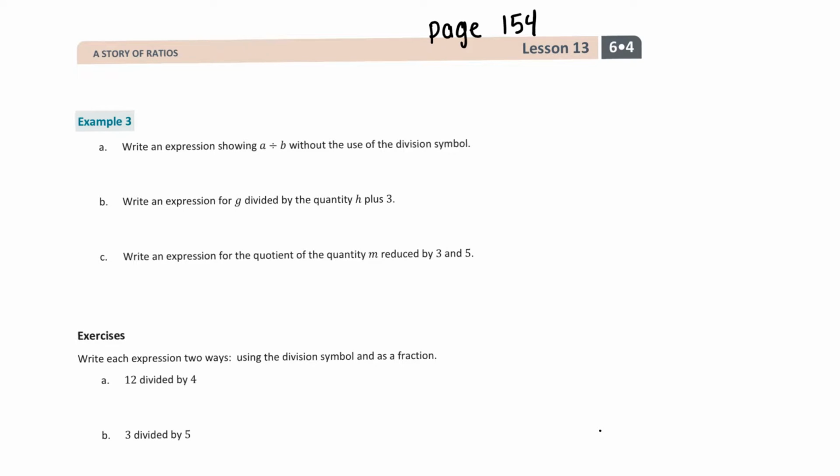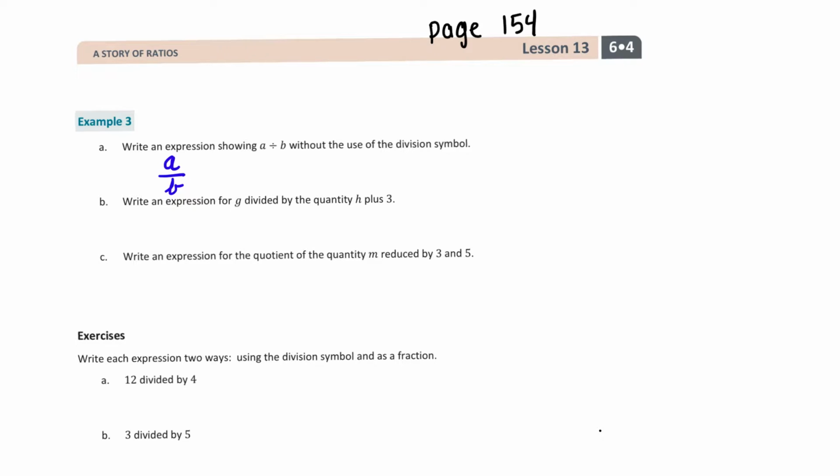Let's work on example number 3 on page 154. Example number 3: write an expression showing A divided by B without the use of the division symbol. So how can we write the expression without the division symbol? One way is to use your fraction, because they're asking you not to use the division symbol, and you have the little bar for the fraction. We said a fraction is the same thing as dividing.